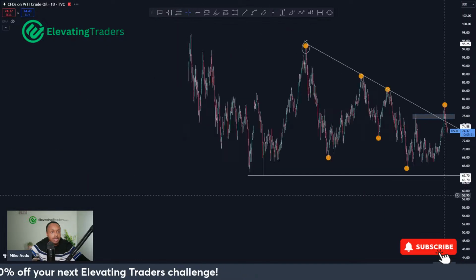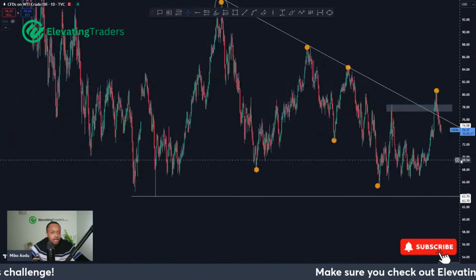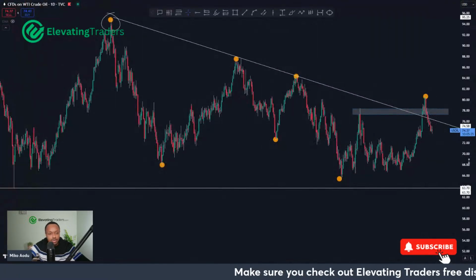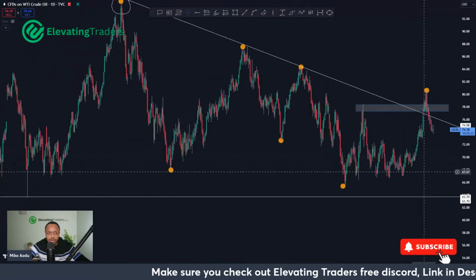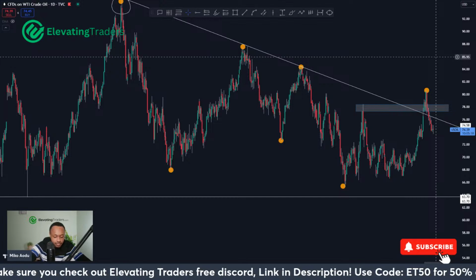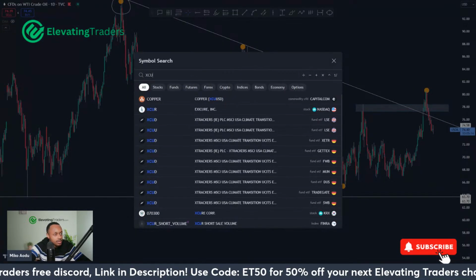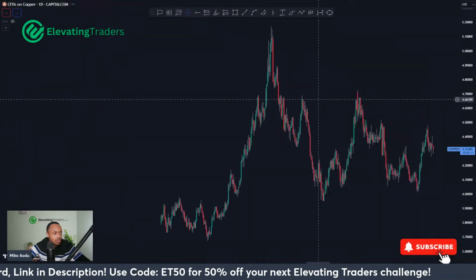So yeah, it looks like oil's looking pretty bearish to me. I think commodities in general. I mean, not in general. Oil in general is looking pretty bearish, but other metals look pretty bullish as well. Let me see what's happening with copper. I haven't looked at this one in a while.